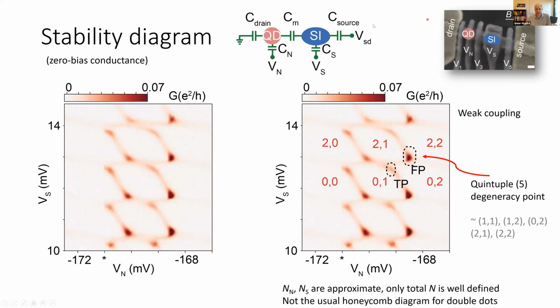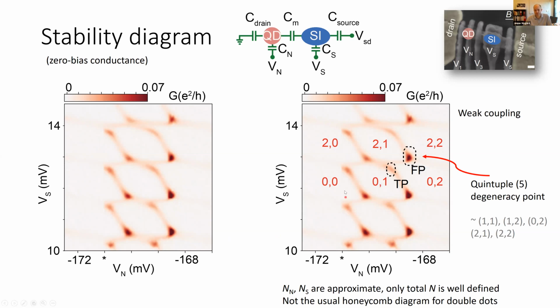So schematically, it's a serial double dot with a superconducting island and a regular quantum dot on the side, and we can tune both by independent gate voltages. The serial bias conductance diagram as a function of the gates looks like this. At first glance, it could resemble the well-known honeycomb lattices that we know from double dot systems.